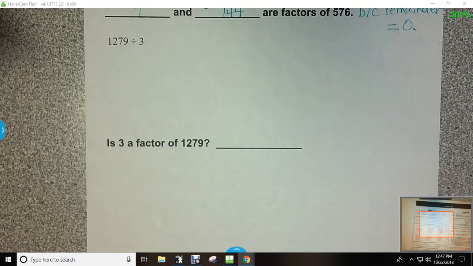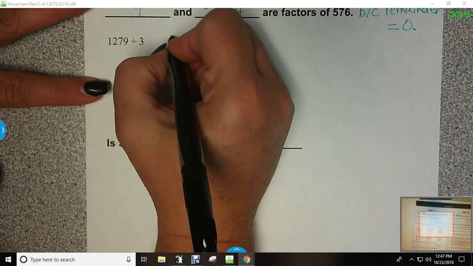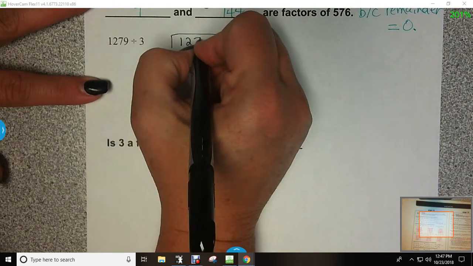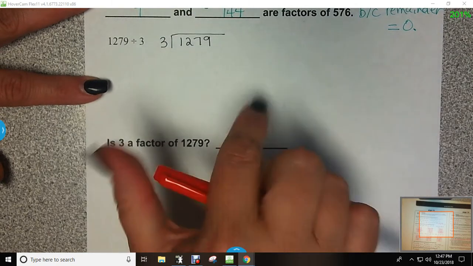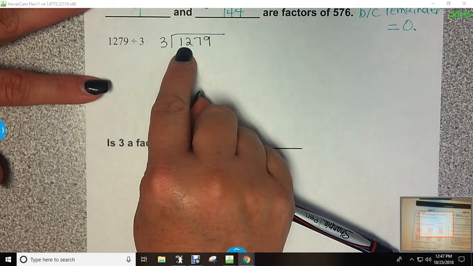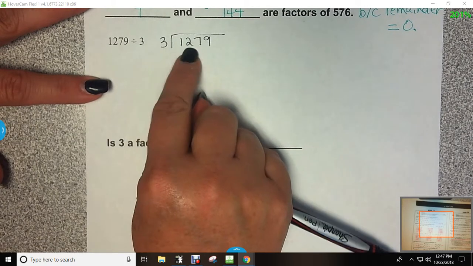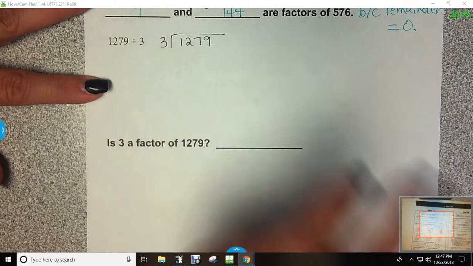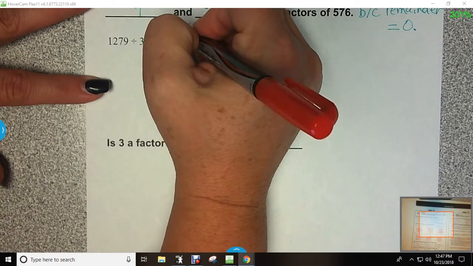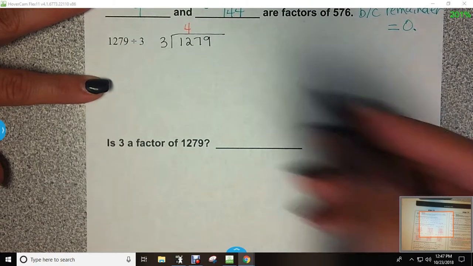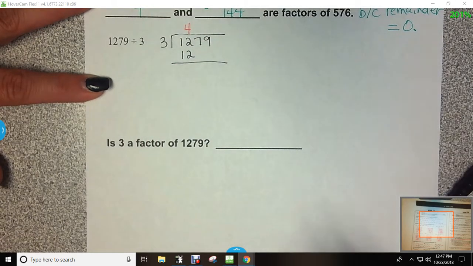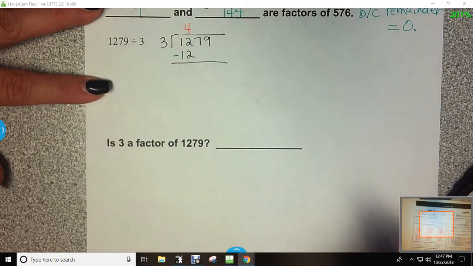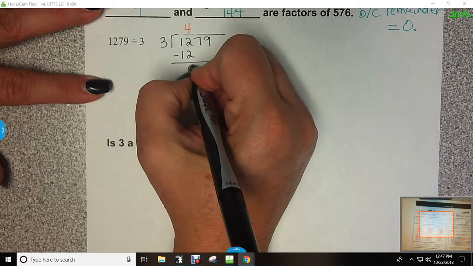1,279 divided by 3. Which one goes inside the house? 1,279. 3 goes in front. So, can I do 1 divided by 3? No. So I got to take two numbers underneath. 12 divided by 3 is 4. That was step 1. Now multiply. I get 12. Change the sign so I can subtract. Gives me 0.